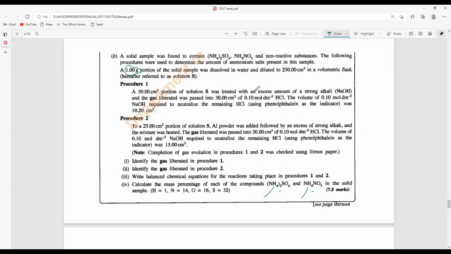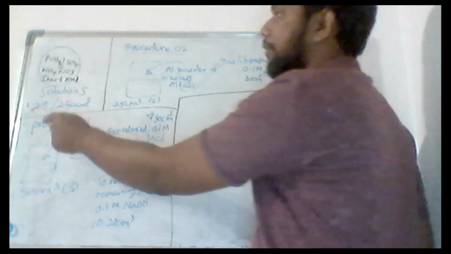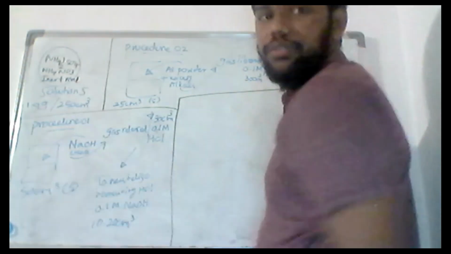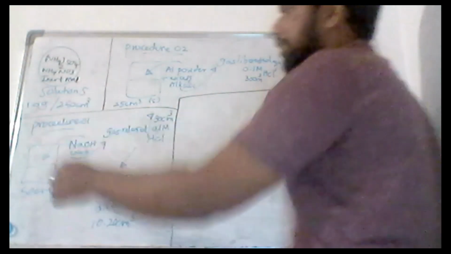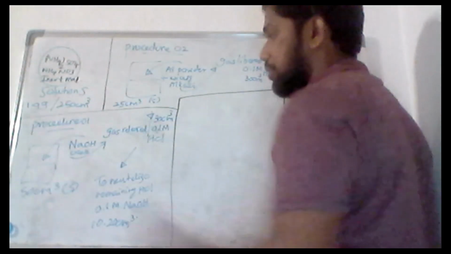So to minimize your time consumption, I have drawn this entire procedure as a summary on the board, right? So you can see this is the solution S, 1 gram to 150 cubic centimeter. And in the first procedure, they have taken 50 cubic centimeter from solution S. So this is solution S.